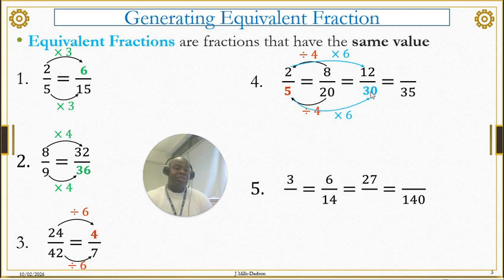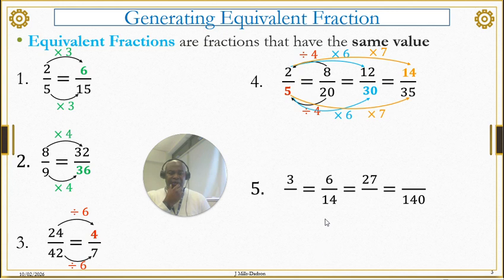Also, it's not that easy to move from 30 to 35, not even 20 to 35, but we can move from 5 to 35. So 5 times 7 gives us 35. Then we multiply 2 also by 7 to give us 14. So all these fractions are equivalent to 2 over 5: 8 over 20, 12 over 30, 14 over 35, they are all equivalent fractions.